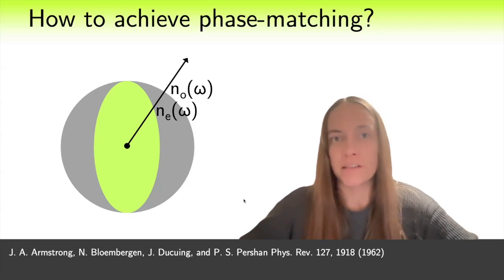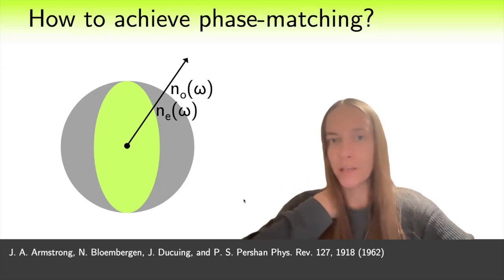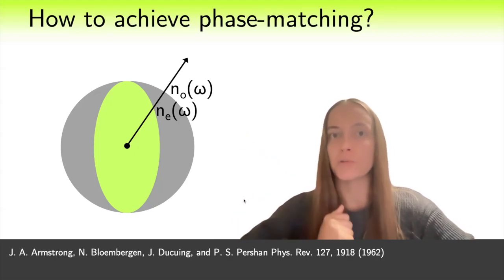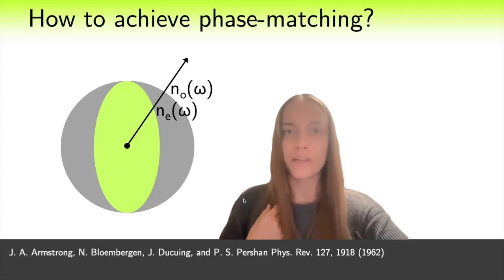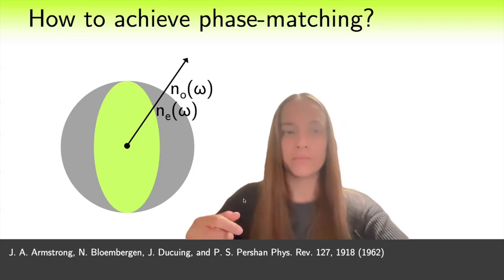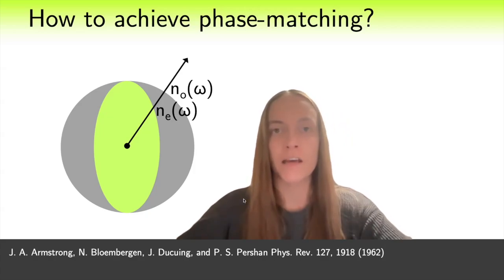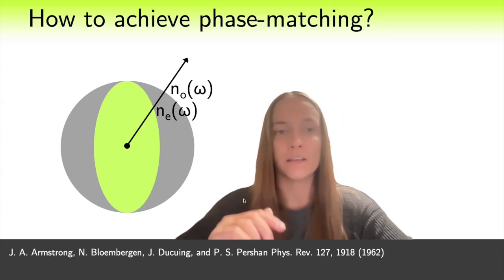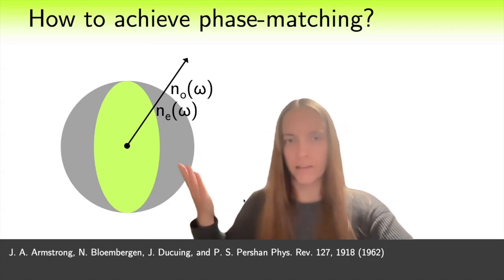But maybe there is still a way to achieve phase matching and neglect the effect of the dispersion? And indeed, there is a solution to this problem. We just need to consider a medium in which birefringence is possible. In such a medium, two waves propagate, the ordinary and extraordinary wave, and their refractive indices are different. At the same time, for the ordinary wave, the refractive index does not depend on the direction.